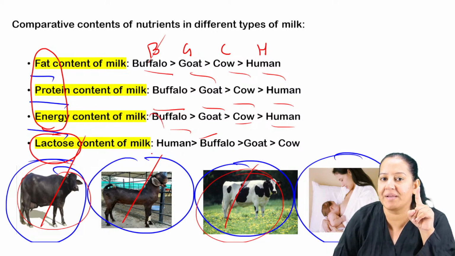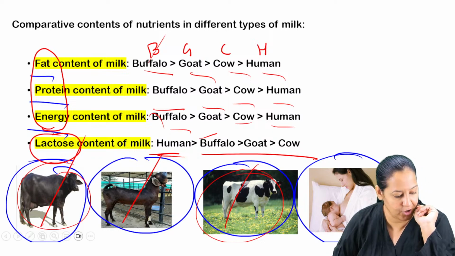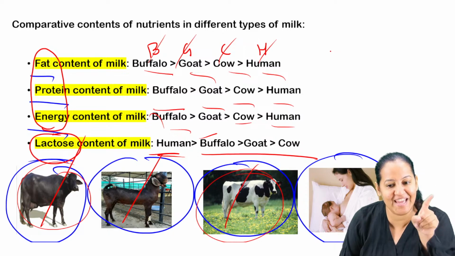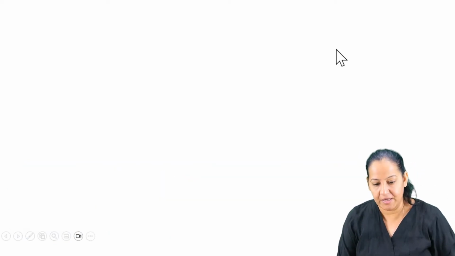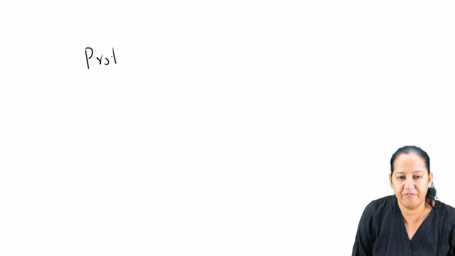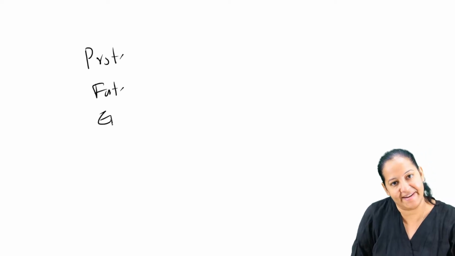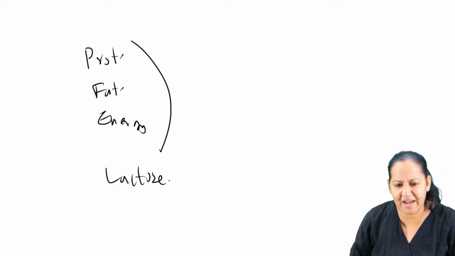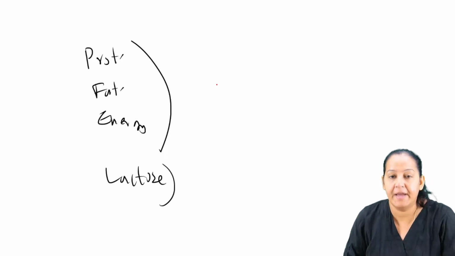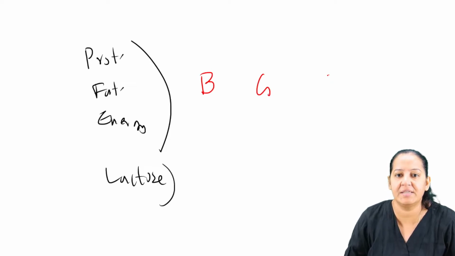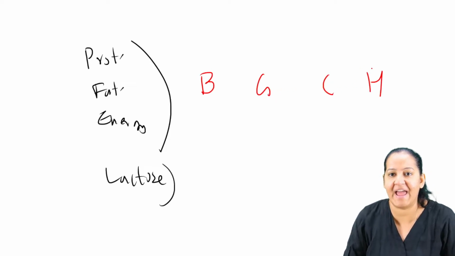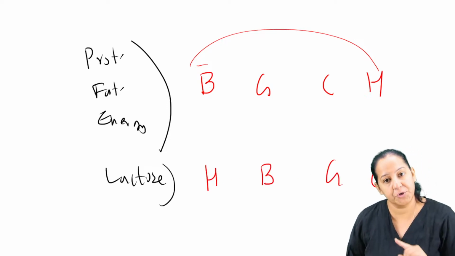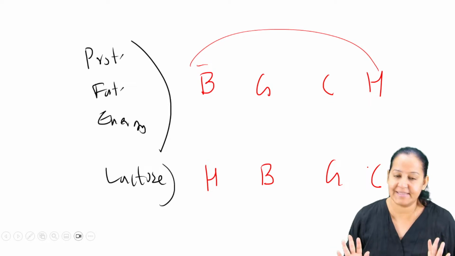You can see, put the human as the first. The remaining three will be the same sequence. Got my point? So you can make some mnemonic. B, G, C, H. You got my point? So for protein, for fat, and for total energy, what is the sequence? And for carbohydrate or lactose. Carbohydrate and lactose is one and the same thing. Here the sequence is B, G, C, H for the first three. For lactose, H will be on one, H followed by BGC. So human will be number one. It's like that. Got my point?